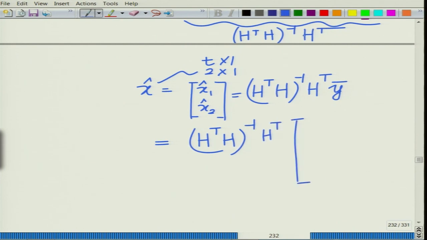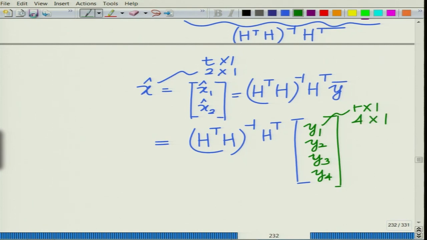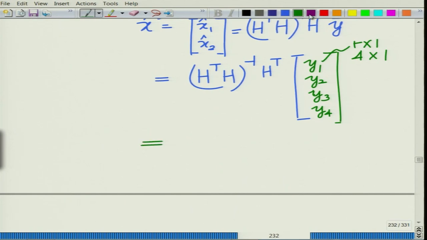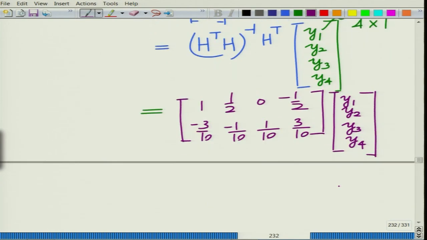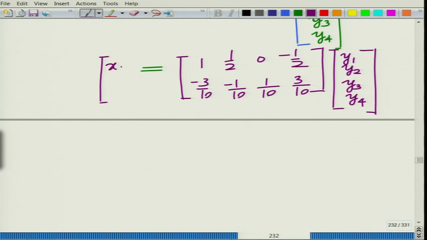It is not difficult to see that y bar for this scenario will contain 4 elements because you have 4 receive antennas. This is r cross 1, or this is a 4 cross 1 vector. Now, substitute this matrix that we just obtained, which is 1 half, 0, minus half, minus 3 over 10, minus 1 over 10, 1 over 10, 3 over 10, times y 1, y 2, y 3, y 4, and this is your x 1 hat, x 2 hat.